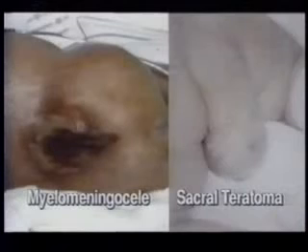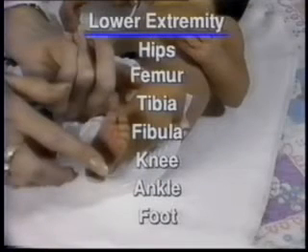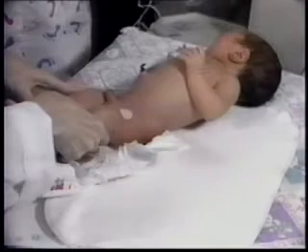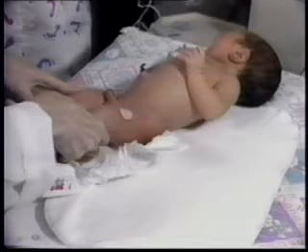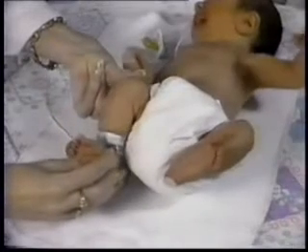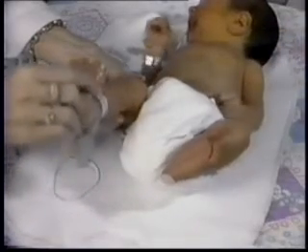Abnormalities such as a myelomeningocele or a sacral teratoma are obvious. The lower extremity skeletal exam includes the hips, femur, tibia, fibula, knee, ankle, and foot. The hip exam in the newborn period is very important for the detection of congenital hip dislocation. In assessing for congenital hip dislocation, inspection consists of looking for symmetry of leg lengths and skin folds in the gluteal and femoral regions. Asymmetrical leg movement or extreme hip flexion are also suspicious.